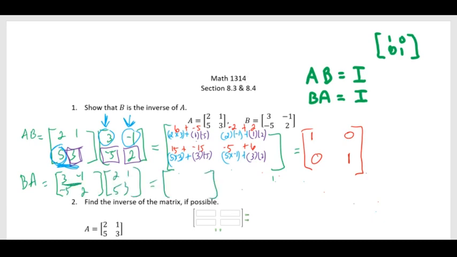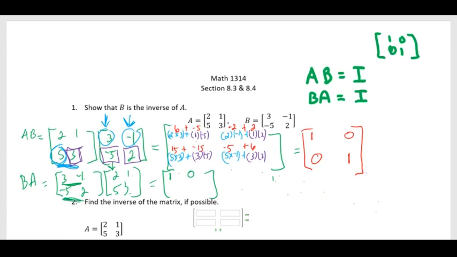So we have the first row times the first column. 3 times 2 is 6. And -1 times 5 is -5. So 6 plus -5 is 1. 3 times 1 is 3. -1 times 3 is -3. So if we add, we get a 0.